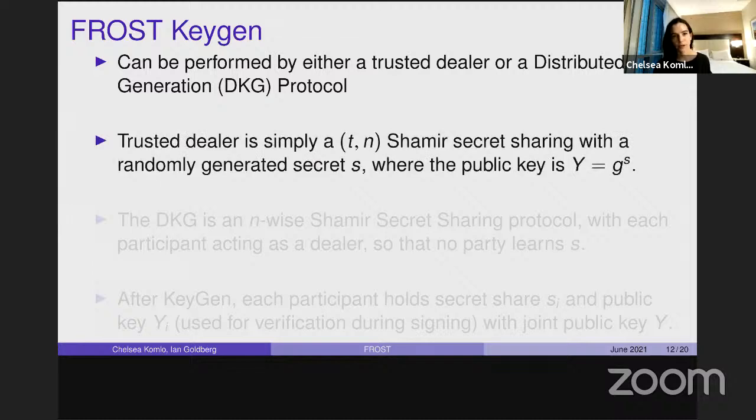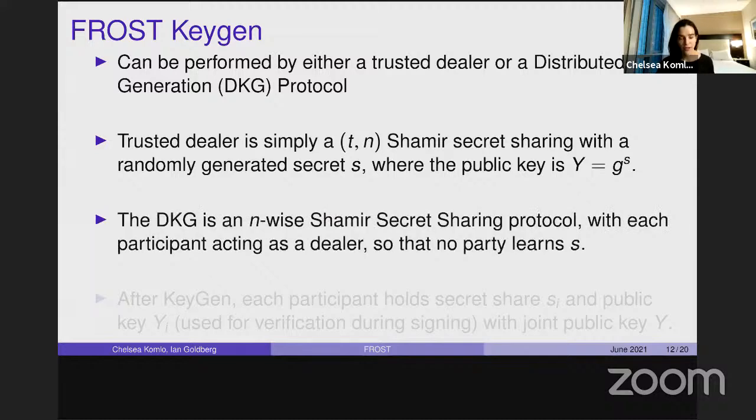A trusted dealer in this setting is basically the same way that you'd perform a t out of n Shamir secret sharing, but here the secret s will be randomly generated, and then the public key is derived the same way you would derive a public key in single party Schnorr. But in this setting, s will be Shamir secret shared among the participants.